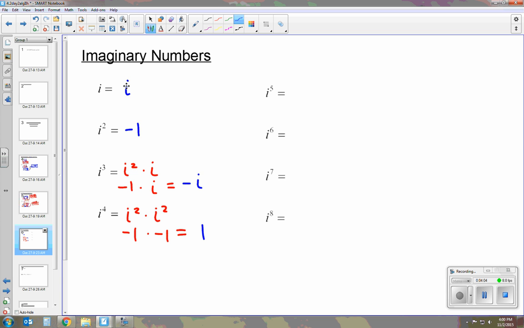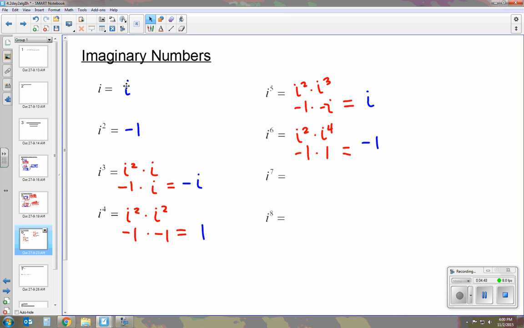Okay, we're going to do that same for i to the 5th. We can split i to the 5th up by i squared times i to the 3rd. i squared is -1. i to the 3rd is -i. So that is going to be an i. For i to the 6th, let's do i squared instead. i squared times i to the 4th. Well, i squared is -1, and i to the 4th is 1. So that's going to give us -1.